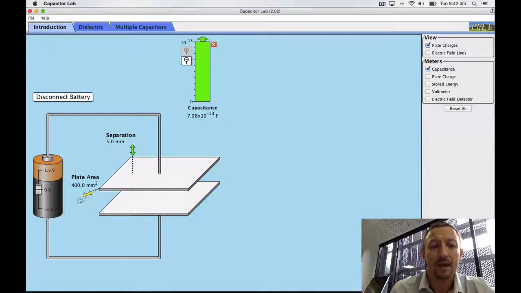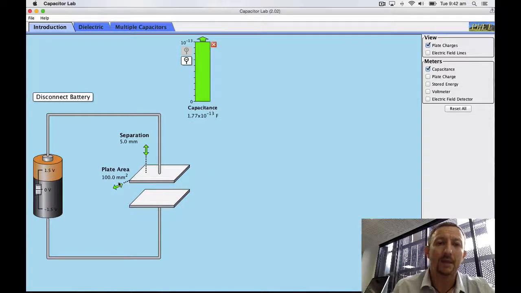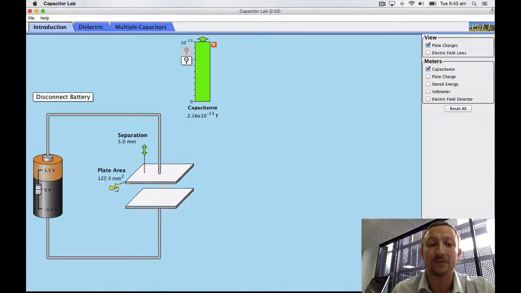Obviously if I increase the plate area, look how the capacitance goes up. I can keep increasing up to about 400 millimeters squared, and you see how the capacitance goes up. Make it smaller, and I've got less capacitance, so I can store less charge. One of the analogies I've used is a water barrel. You can have a large water barrel which stores a huge amount of water, or a small water barrel which only stores a small amount of water. Capacitance is exactly the same, but in this case we're talking about charge. So by increasing our plate area, we can increase the capacitance, or the amount of charge which is stored.